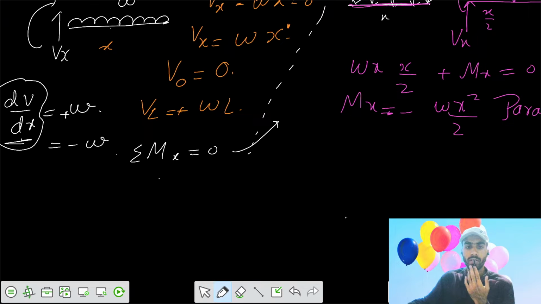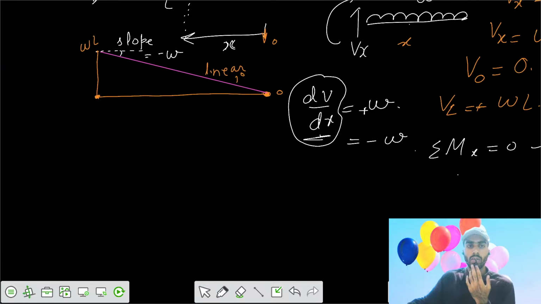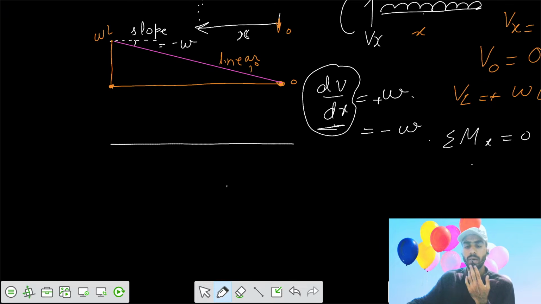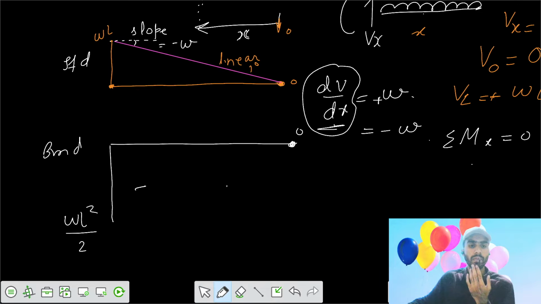So if you say what's the value of the moment at x equals 0, that equals 0. Moment at x equals L equals minus WL square upon 2. So your moment diagram is here. This was your shear force diagram. This is your bending moment diagram. So your shear force at x equals 0 is 0, and your bending moment here is WL square by 2 negative. If you have to connect the two, what was the variation? That was parabolic, x square. So your variation is parabolic.